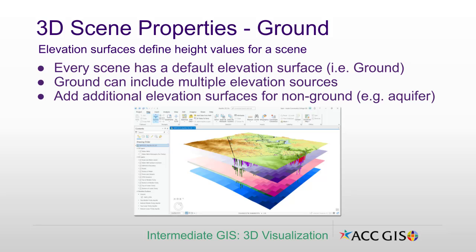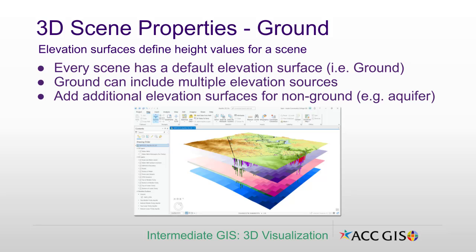Now, the ground typically includes just one elevation surface, for example, a digital terrain model, but it can include multiple elevation sources. If, for example, you want to have a general terrain model when you're zoomed out, and then when you zoom into a specific site, you want to have a highly detailed terrain model. And you can combine those both in the ground. You can also add additional elevation surfaces for non-ground or custom surfaces.